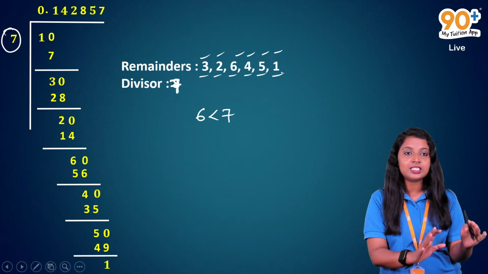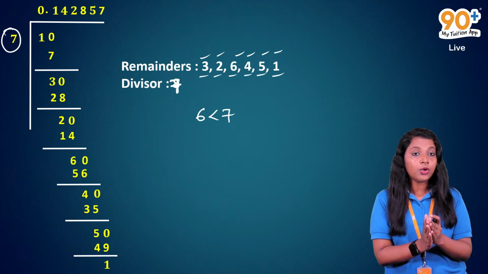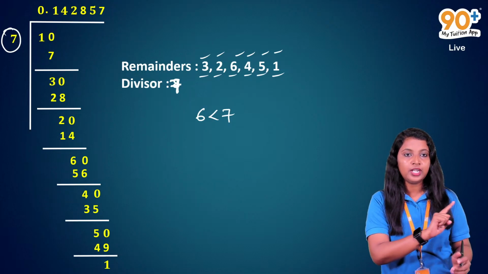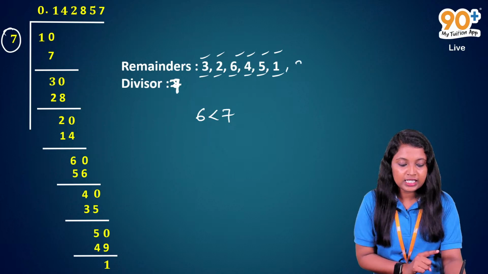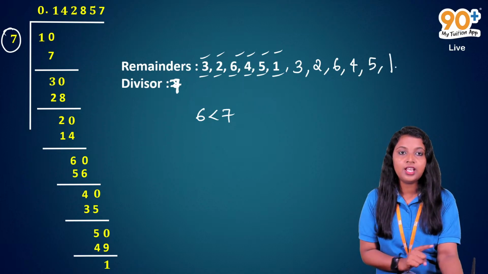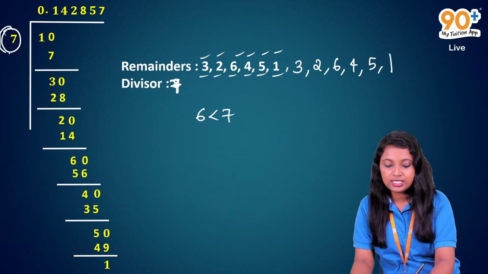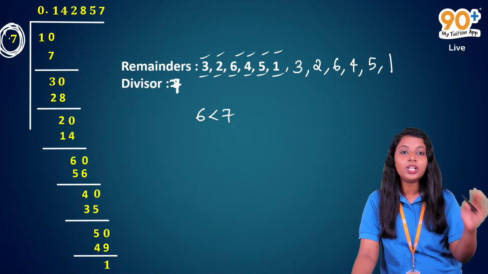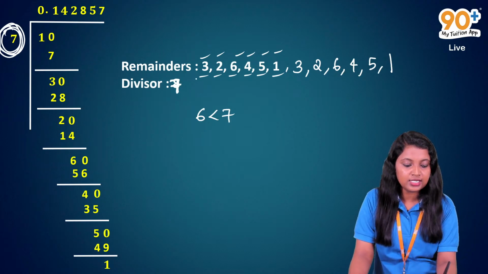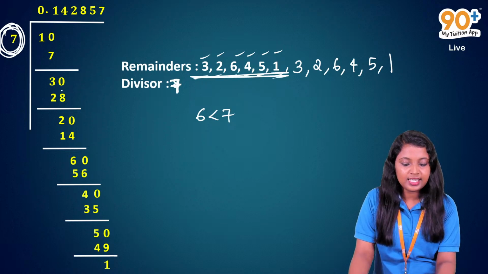Up to the 6, it was not repeating. After this 6, you have to check for one more number, and if you got it as 3, check for the next one. You will get the remainders like this. The remainders are repeating, so you have to check for at least as many numbers as the divisor. The remainders will repeat at least up to less than 7.